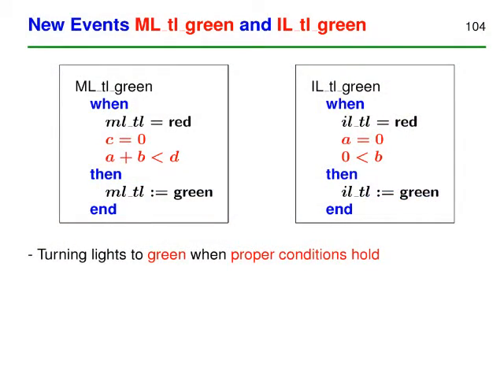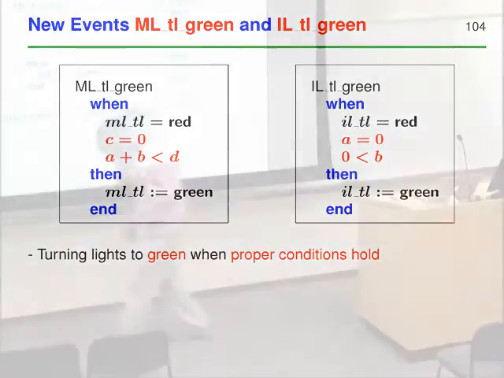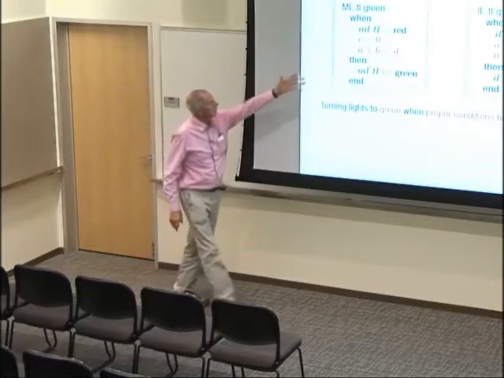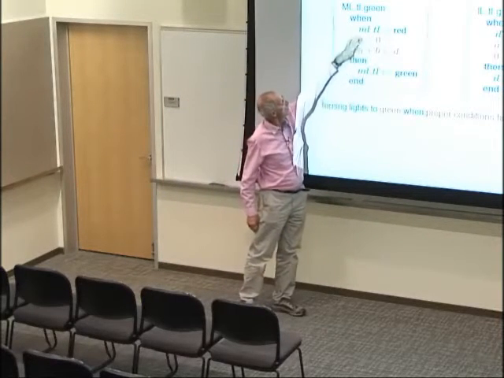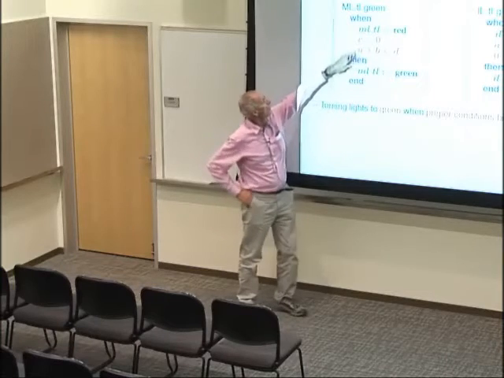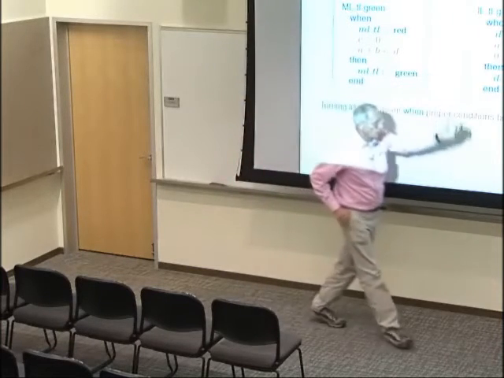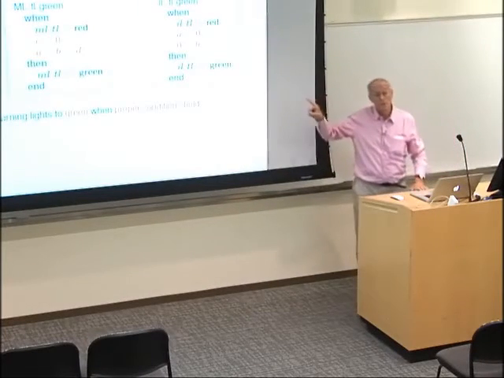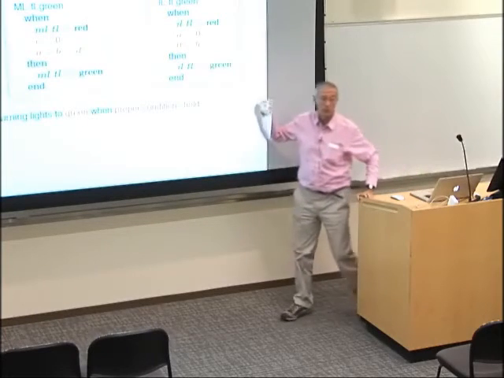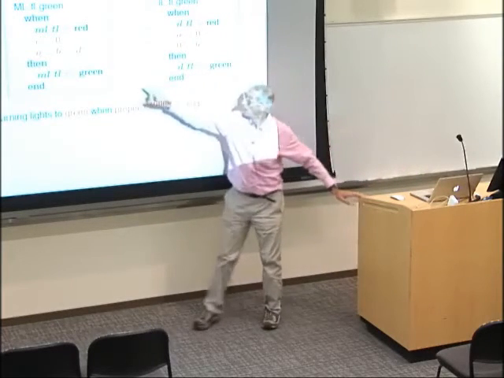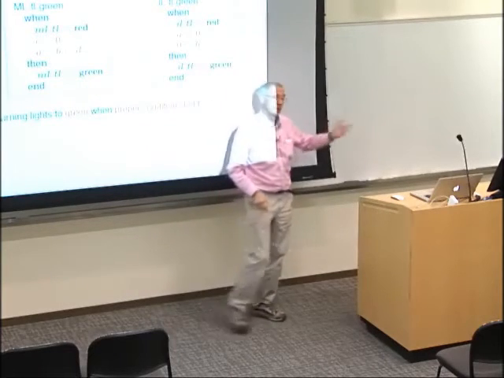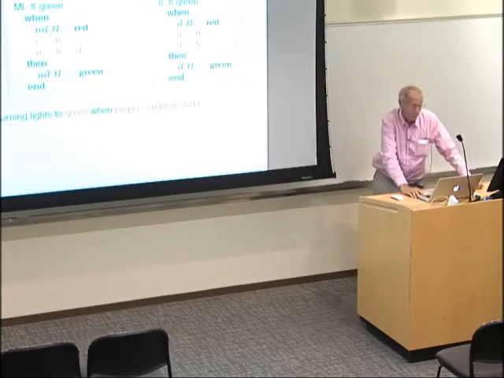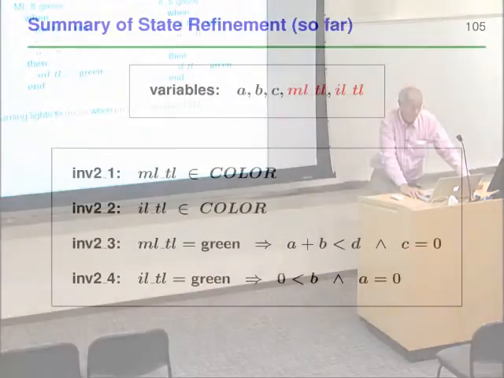And now we have to introduce new events for turning lights red or green. And again, this is very simple. It becomes green when the conditions for being green hold, and when it is already red, and symmetrically here for ILTL green. These are new events, and you remember for new events, we have to prove that they refine skip, which will be easy because MLTL and ILTL didn't exist in the abstraction. But we have to prove, of course, that they preserve the invariant.